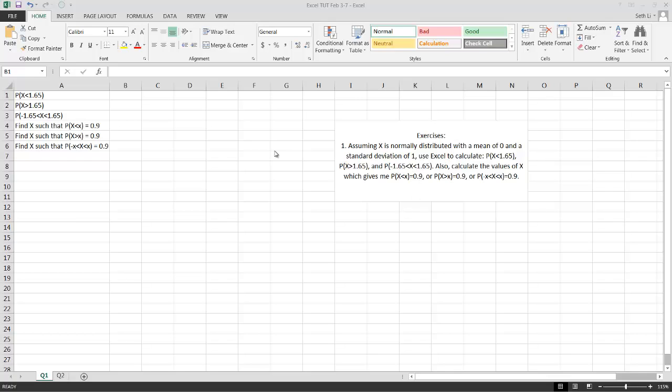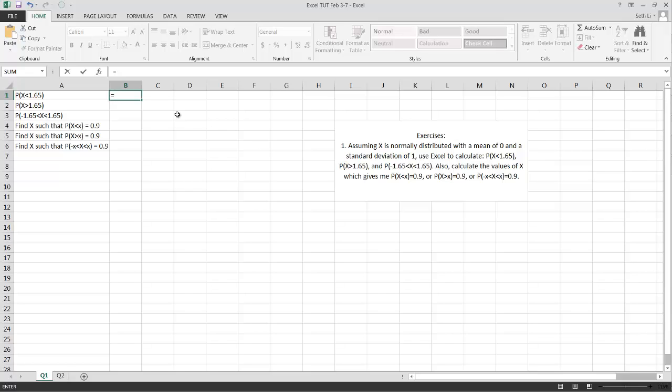The first question is basically going to ask us to calculate the probability given an x, and then later on to calculate the x given a probability. So for the first part of the first question, it asks what is the probability that x will be less than 1.65. In this case, we're going to use the normal distribution function.